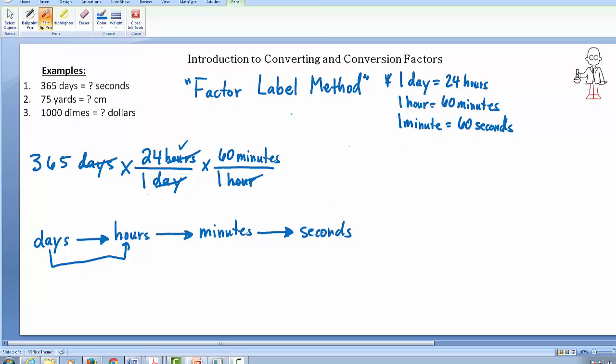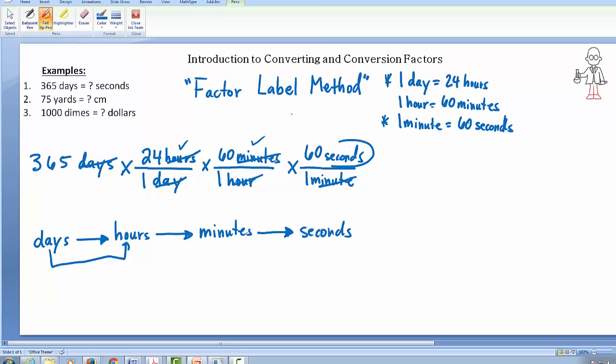When I cancel the unit of hours, I'm left with some unit in minutes. We're not quite finished because we want to know the number of seconds. So I use this last conversion factor that says 1 minute is equal to 60 seconds. Now, notice that the desired unit is always left in the numerator. The unit you want to eliminate is in the denominator.